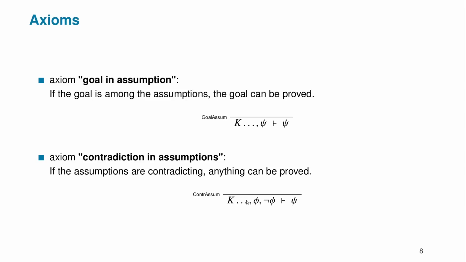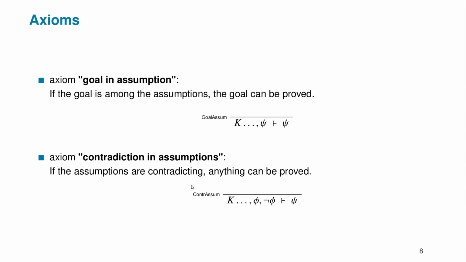The assumptions are always false, because either phi is true and not phi is false, or vice versa. Therefore, the assumptions never can be true, and therefore it doesn't matter what we have on the other side. So this is the other axiom we have, and we call this axiom contradiction in assumptions.